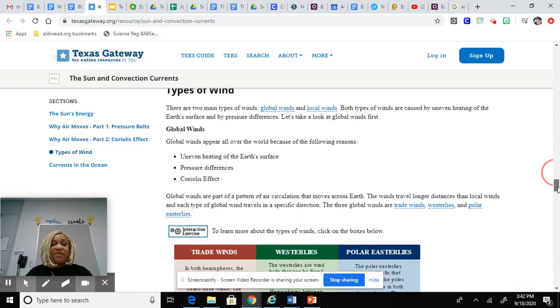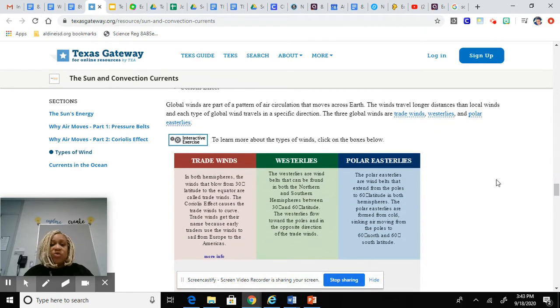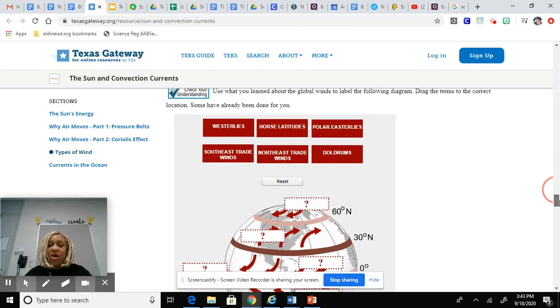All right, so types of winds. We have global winds, we have local winds. Global winds are all around the world. Local winds are specific for that geographic area. For example, Texas has local winds. The world has global winds, and these winds are called trade winds, westerlies, and polar easterlies. And you will have a diagram that shows you what these are.